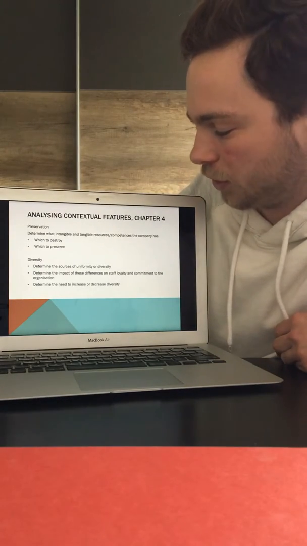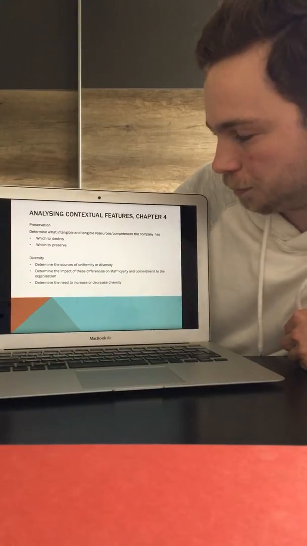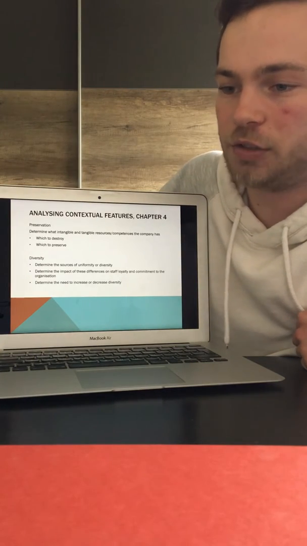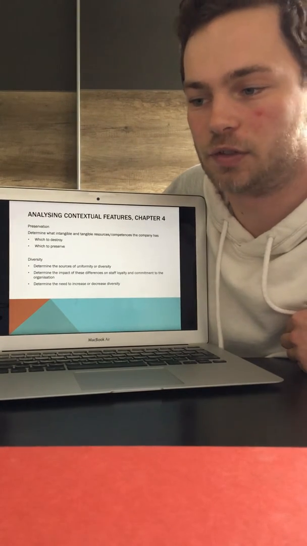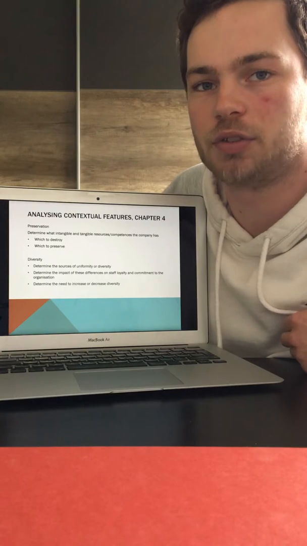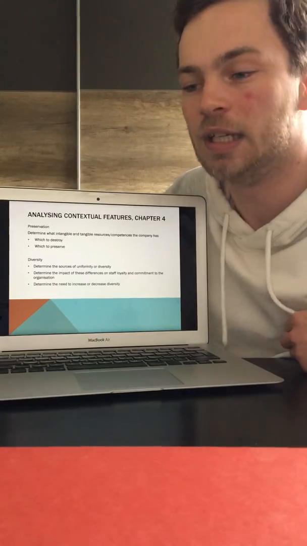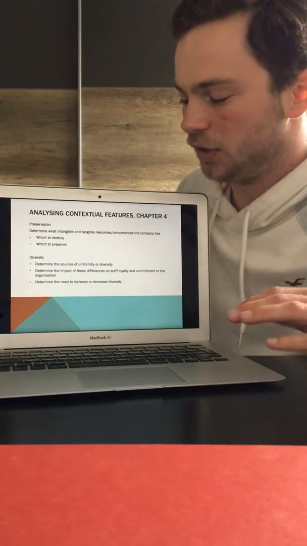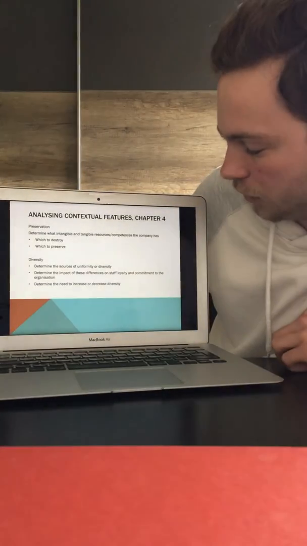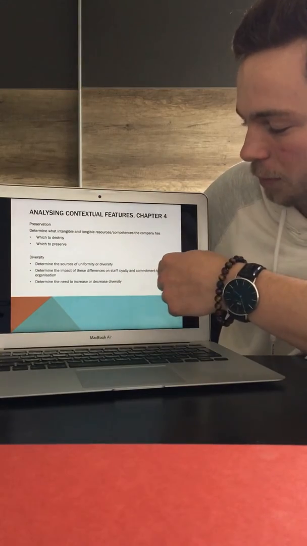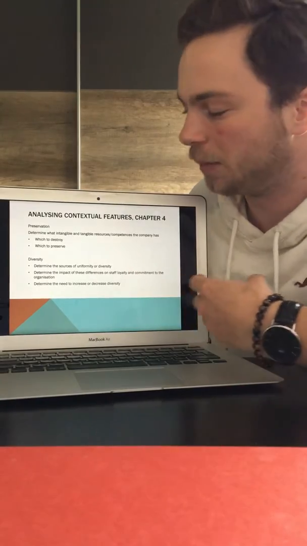Then we follow up with diversity, which is the fourth one. It is to determine the sources of uniformity or diversity. So what sources make it that there is uniformity or diversity? There might be one department that causes diversity, or multiple departments that cause diversity, and if this has a negative effect on the company, these ones need to be adjusted. The second one, determine the impact of these differences on staff loyalty and commitment. If they have a negative influence, you might adjust them. If they have a positive influence, you might exploit them.